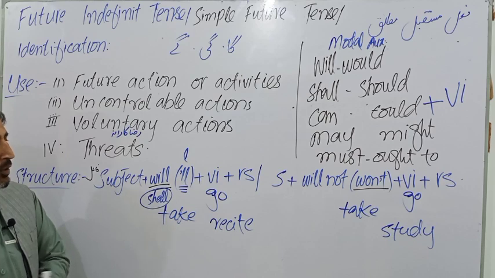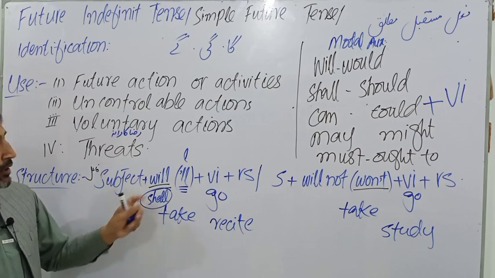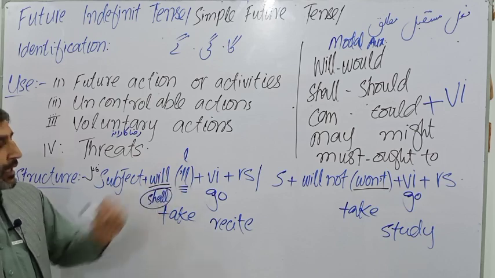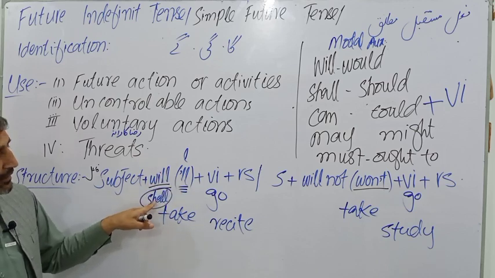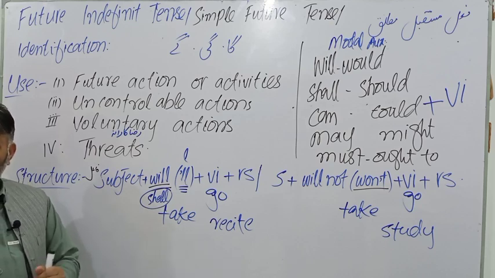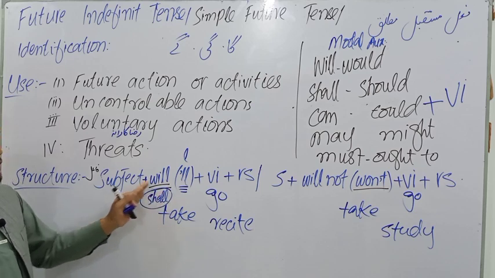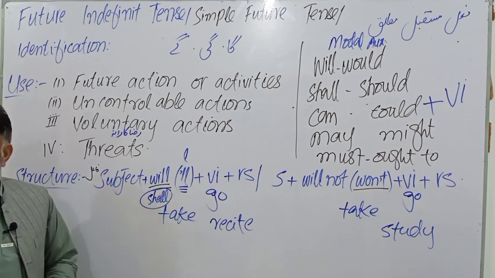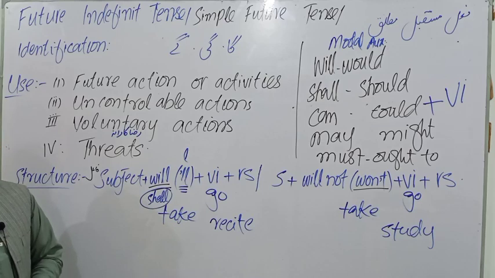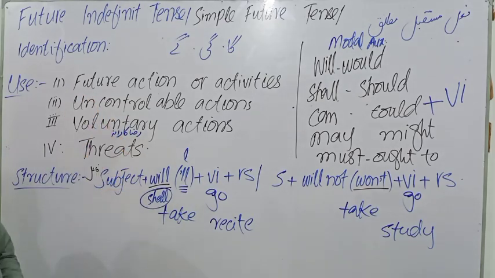I'll play, I'll call you, I'll go to Peshawar, I'll remember you. So the contraction form of will is 'll, but there is no contraction or short form for shall. That's why native speakers nowadays in modern English mostly use will, not shall. But shall is also correct, not wrong if you use it.